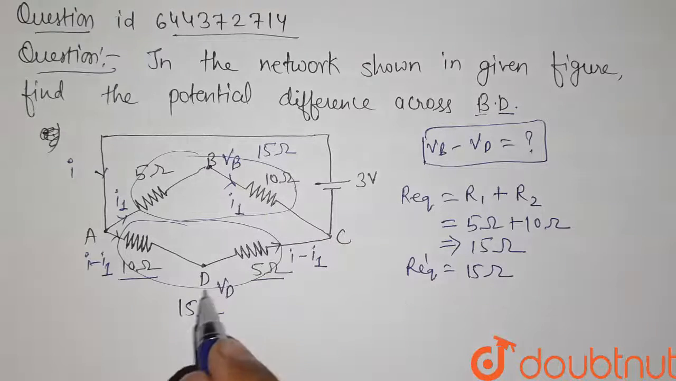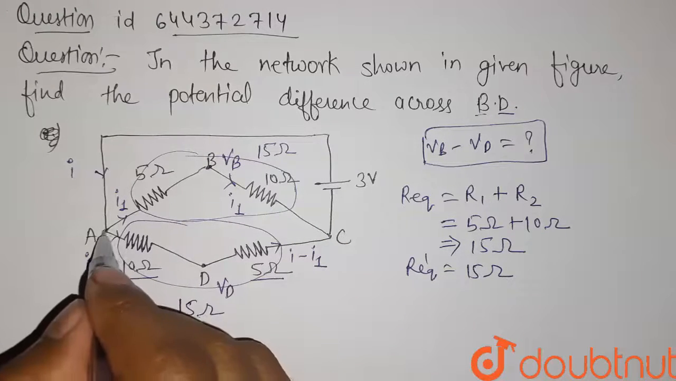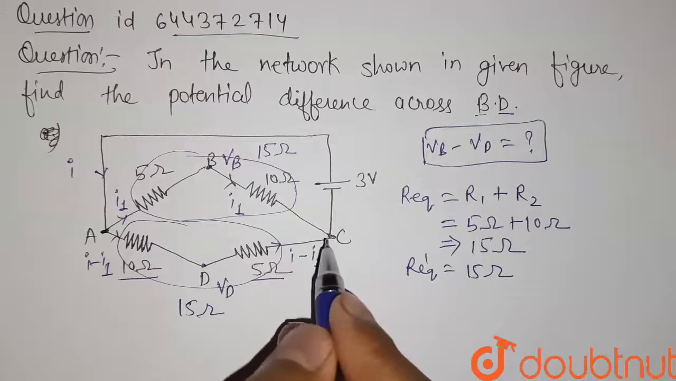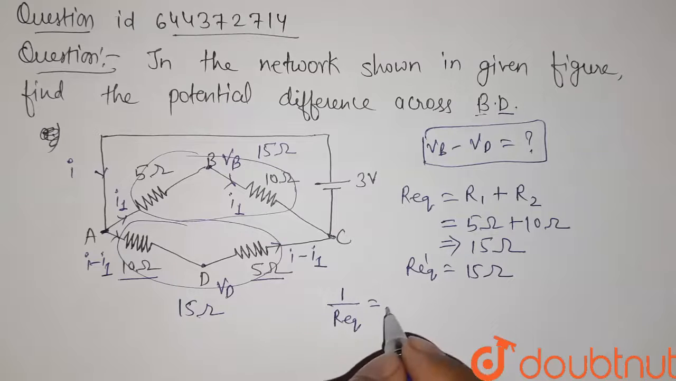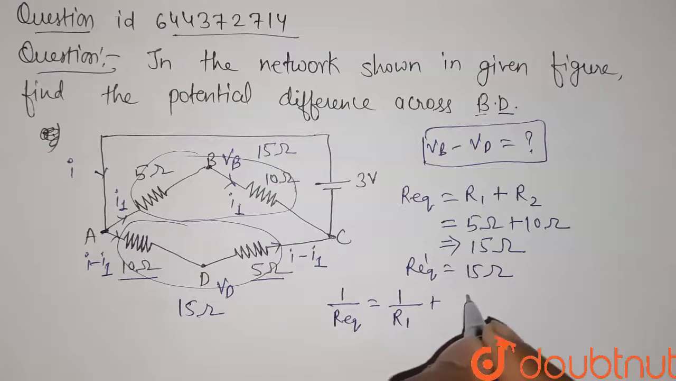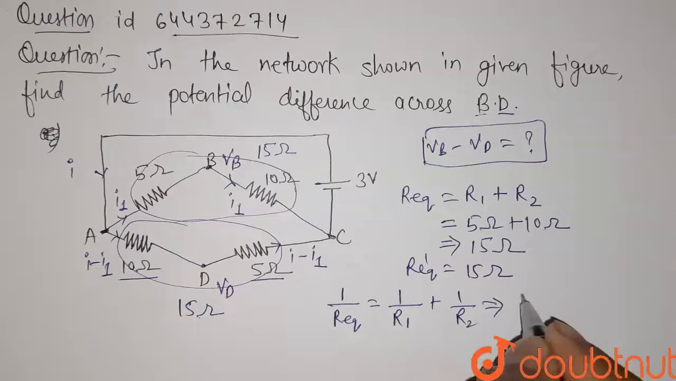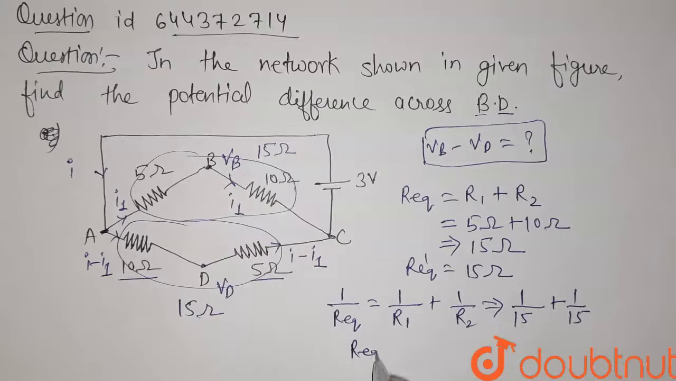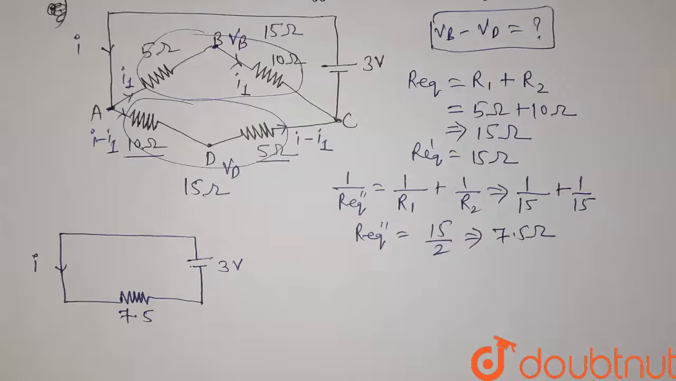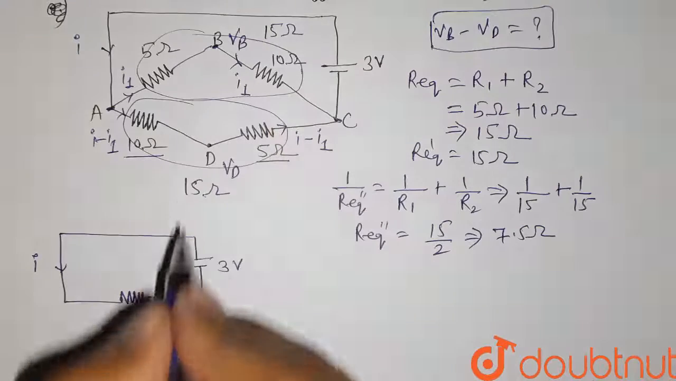Now this 15 ohm and this 15 ohm are in parallel combination because they have the same potential difference across these two. In parallel, the equivalent is given by 1 upon R equivalent is equal to 1 upon R1 plus 1 upon R2. The value of R1 here is 15 and R2 is also 15. So from this the parallel equivalent is 15 by 2, that means it is equal to 7.5 ohm. So this is the simpler circuit for the above given complex circuit.